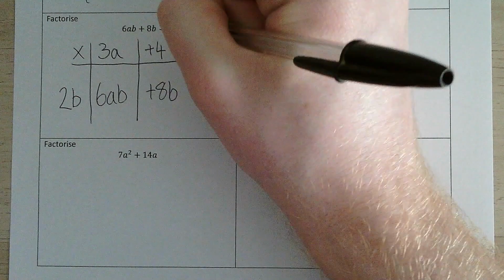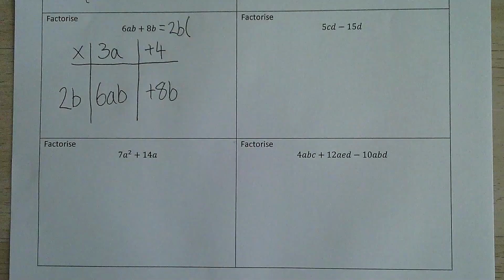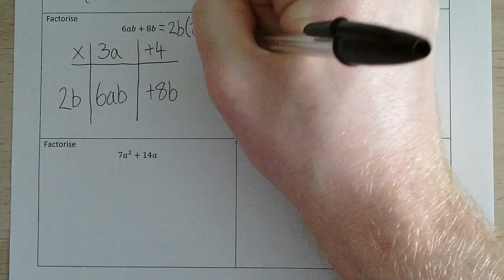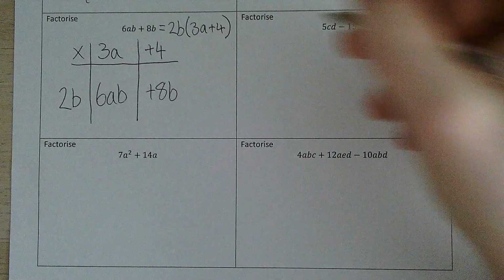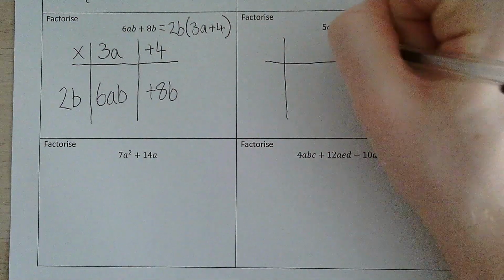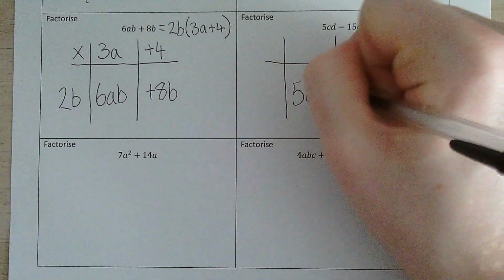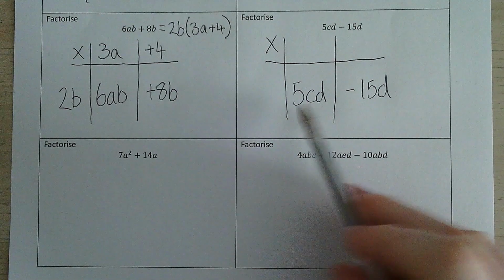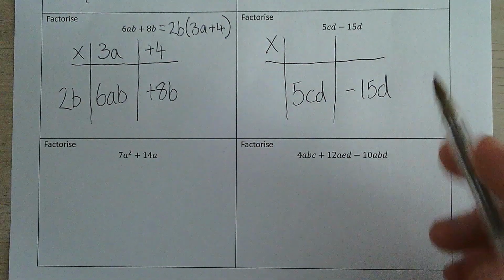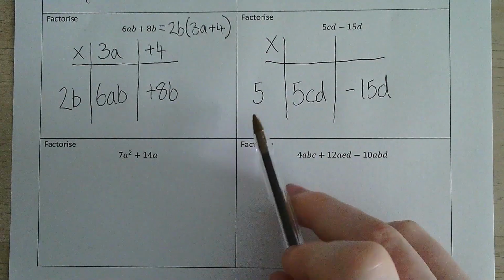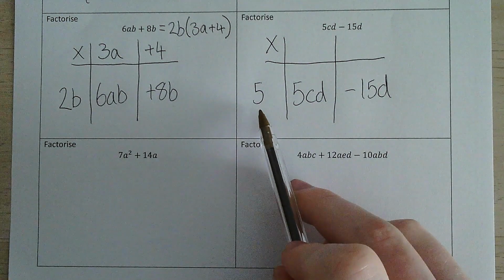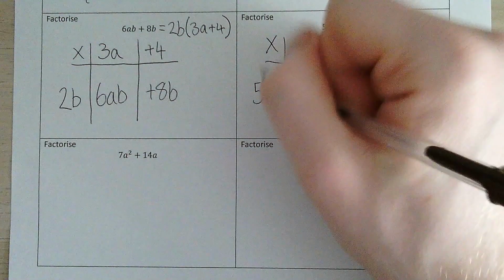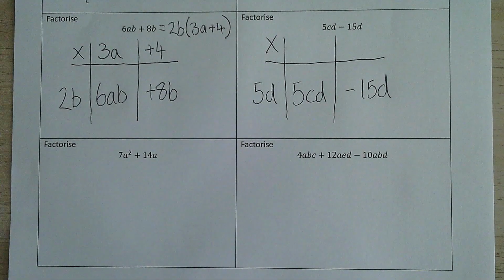A reminder, make sure to write the final answer, so 2b on the outside of the bracket and 3a plus 4 on the inside of the bracket. Question 6, and we draw our grid method, 5cd minus 15d. 5 will divide both 5 and 15, so that will go on the left-hand side. Both of them have a variable of d, so that's also going to go on the left.